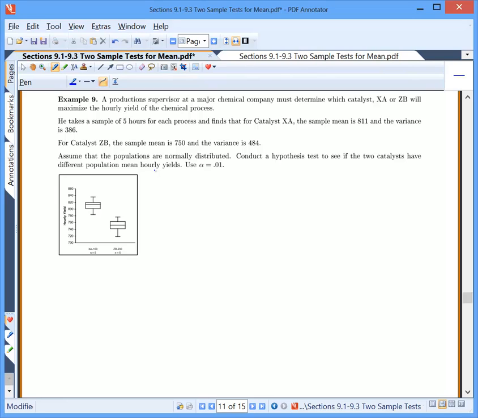So we've been talking about two sample tests. We're going to keep going. This is example 9. So we have a production supervisor at a major chemical company who has to decide which catalyst will maximize their hourly yield.